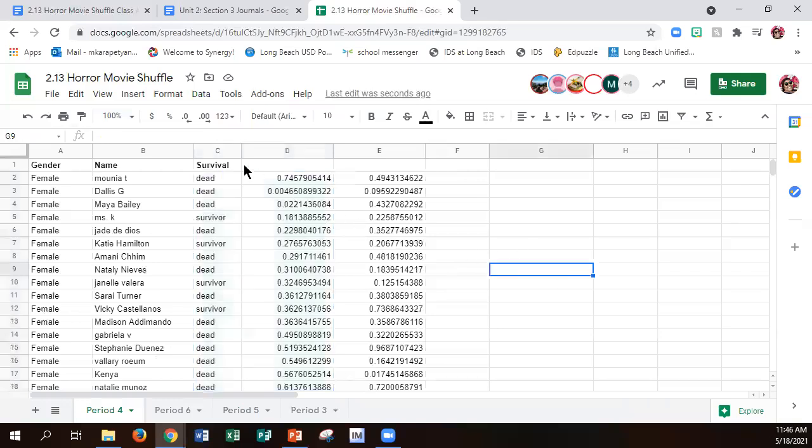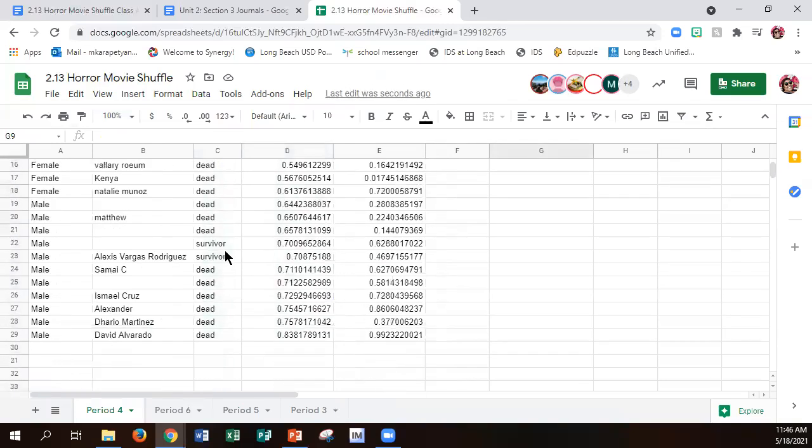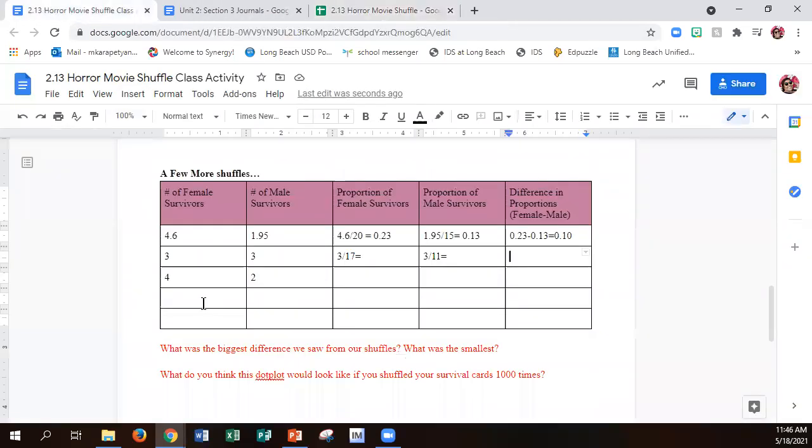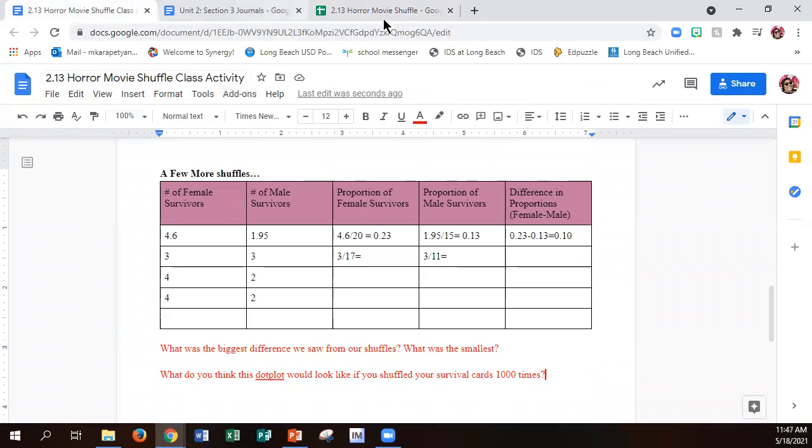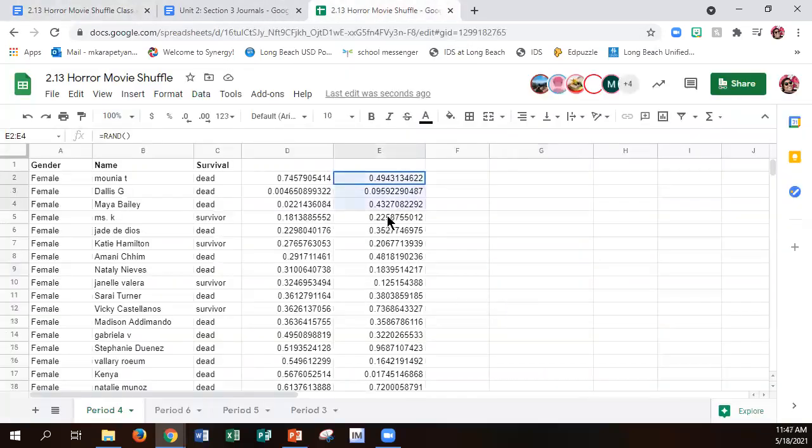Okay. Next one. 1, 2, 3, 4 female again, 2 male. Again, 4 and 2. That's lucky. All right, is that the last shuffle? Nope, yeah, last shuffle. Coming your way.